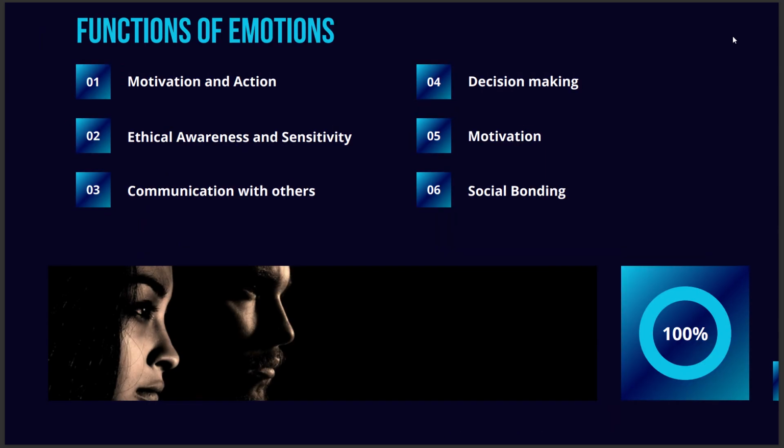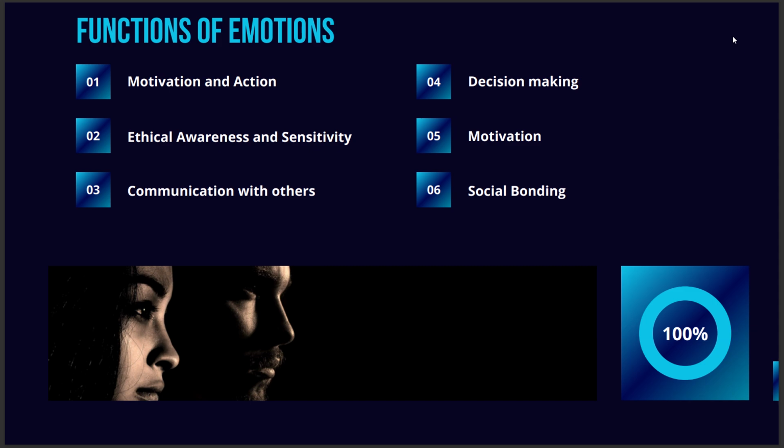Moving on to the functions of emotions: motivation and action. It is an action which urges for emotion and helps us to react in certain situations, like compassion. When we help a needy person, or when a person comes and helps us, we tend to help them. That's a way of showing compassion. We urge for that emotion and it helps us react to certain situations.